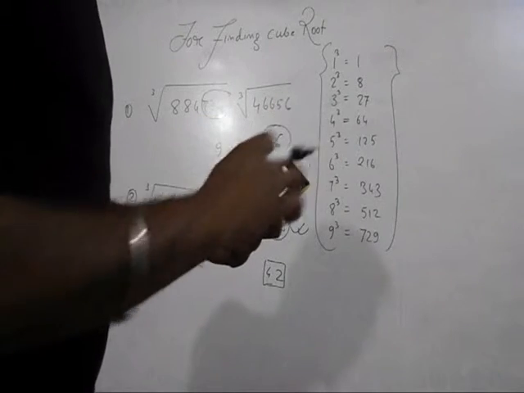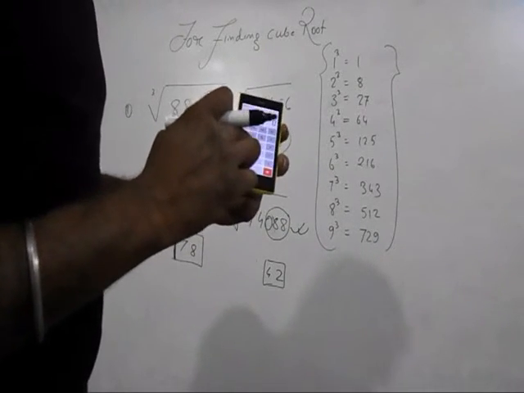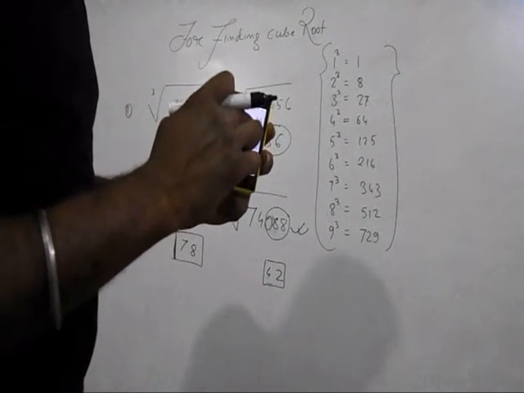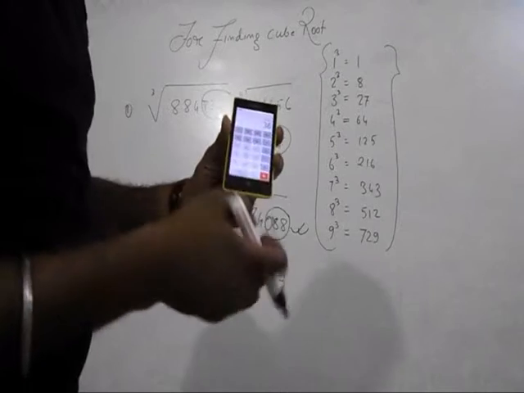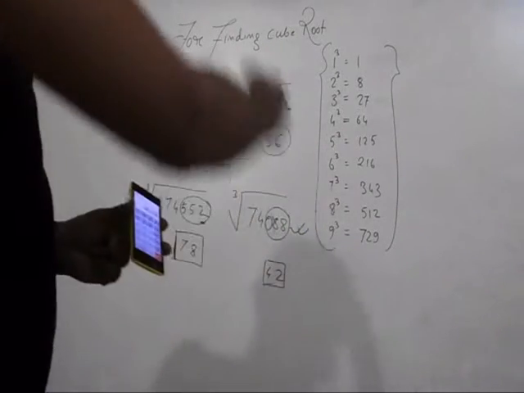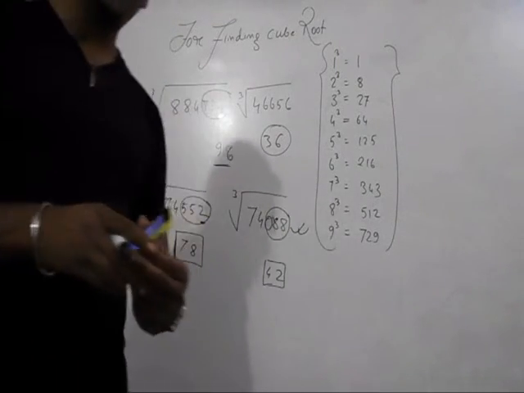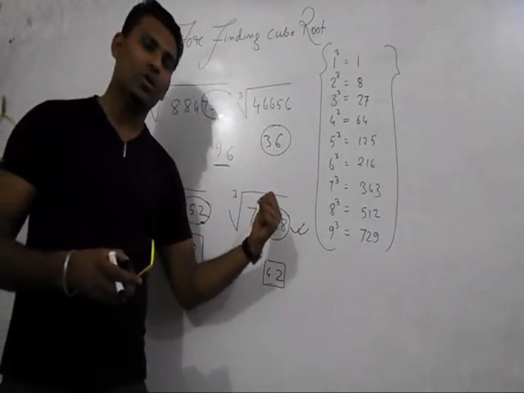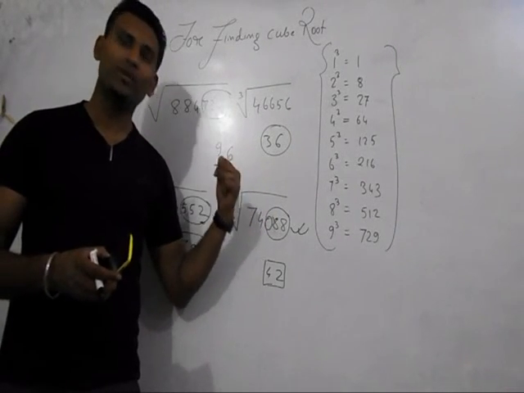Again, if you want to check, just check this number. I wrote 36. Now 36 multiplied by 36 multiplied by 36. Let's see, friend, 46656. This is your required answer. So I hope this will definitely help you to solve your questions in a very quick and fast way. Thanks.